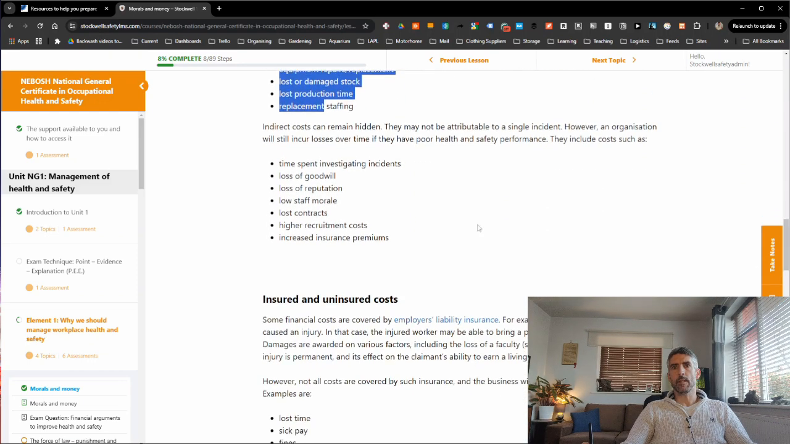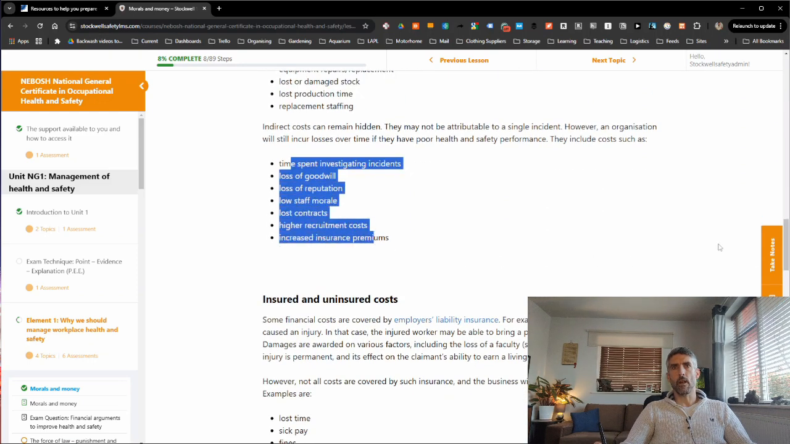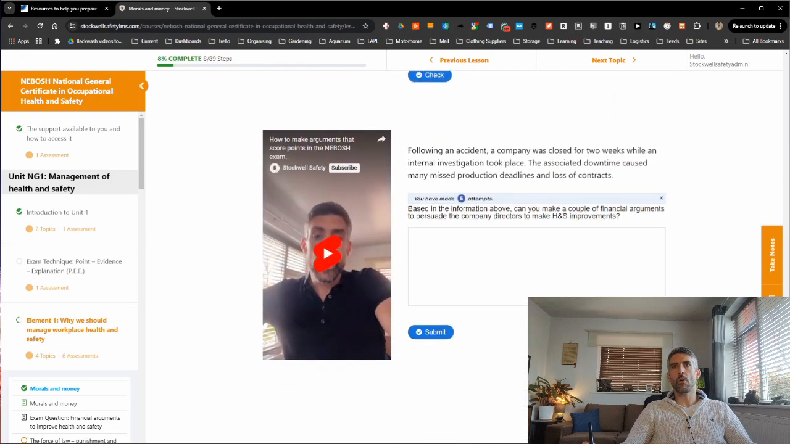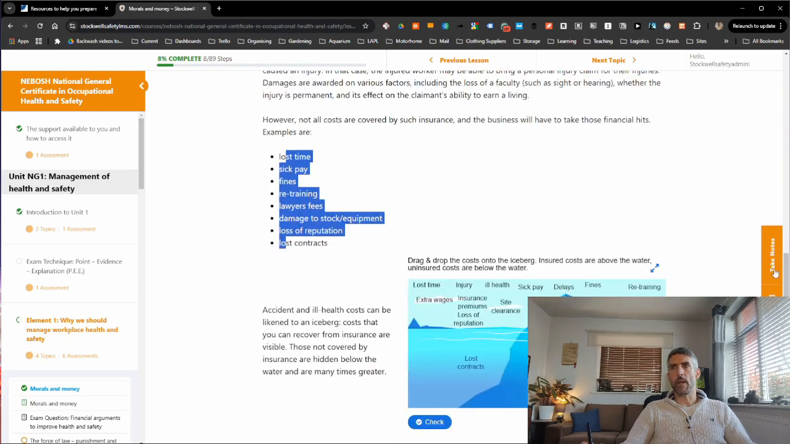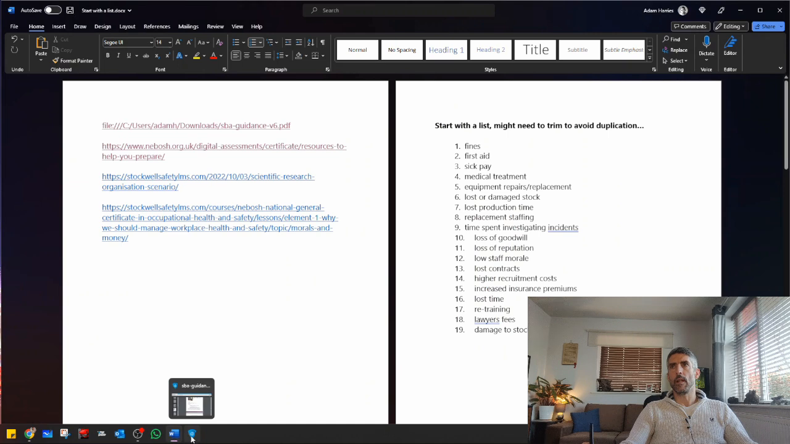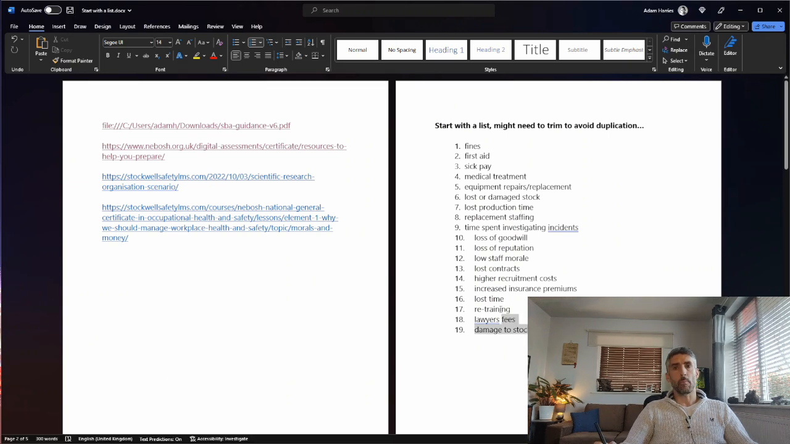We can develop a list by looking at things like direct and indirect costs, insured and uninsured costs. They can all be included in the list because the question doesn't really ask you to distinguish between direct and indirect costs or insured and uninsured costs. So just sling all these things into a list. There might be some duplication in the list, so what you're going to want to do is get rid of the duplication. I think I've already done that here.